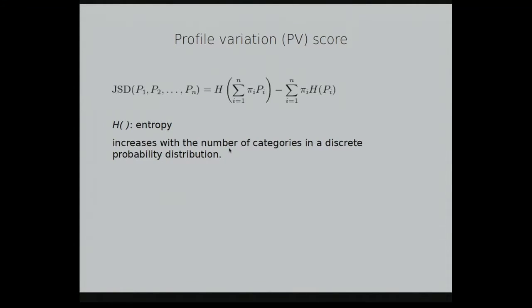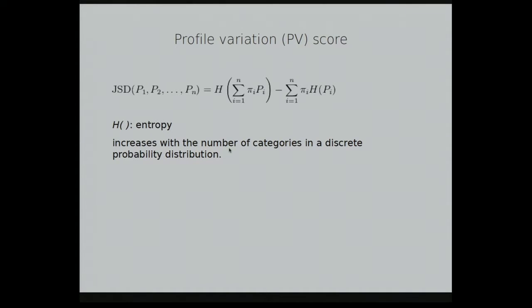Formulate the Jensen-Shannon divergence of n probability distributions, which correspond to, in our case, n cells. This divergence is defined as the entropy of the average distribution minus the average entropy, where the H function is, of course, entropy, and the pi i is the weight for the ith distribution pi.